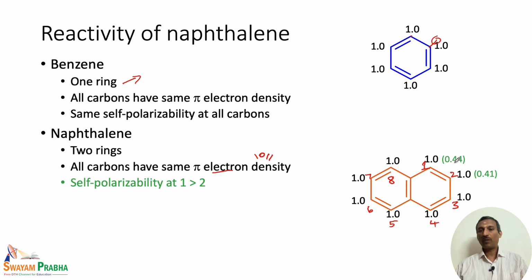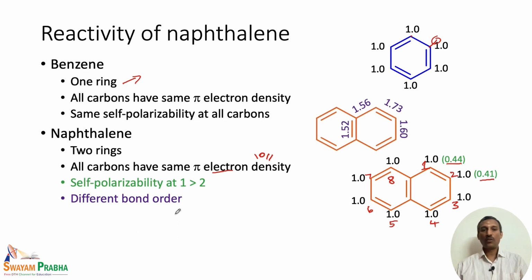Between position number 1 and 2, if you look at the self polarizability, the number 1 carbon is more polarizable compared to number 2. Why do we need to know that? Because the reactivity is decided by this self polarizability and other factors. We will also look at the other factors which affect this. If you look at the bond order, although there are 3 different resonance structures possible for naphthalene, each bond may have a different bond order because of the resonance structures.